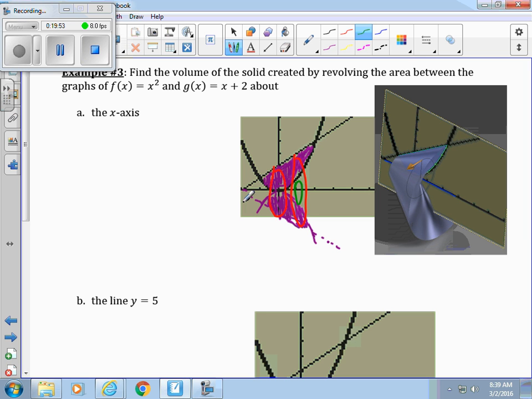First of all, is there a gap between my region and the x-axis? There is a definite gap. Now, a lot of people say, no, there's not. They touch right here. If there is ever a gap, then there is a gap. You know what I mean by that? If it's not completely flush with the place that we're rotating, then there is a gap. So, this is a washer problem.